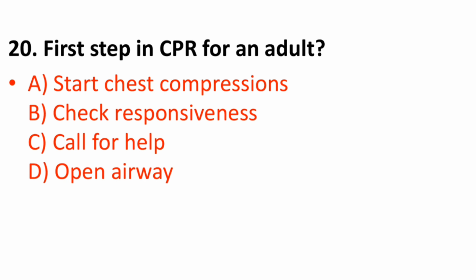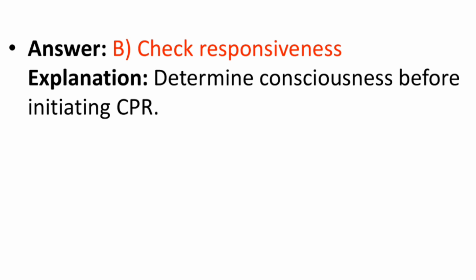First step in CPR for an adult. Option A, start chest compressions. Option B, check responsiveness. Option C, call for help. Option D, open airway. The correct answer is option B, check responsiveness. Determine consciousness before initiating CPR. The first step in doing CPR is to check responsiveness. The next question.